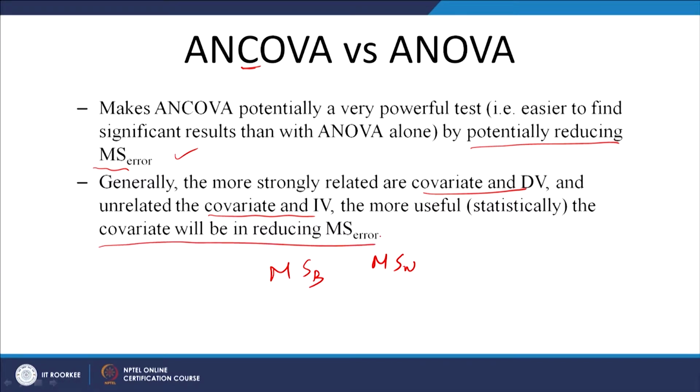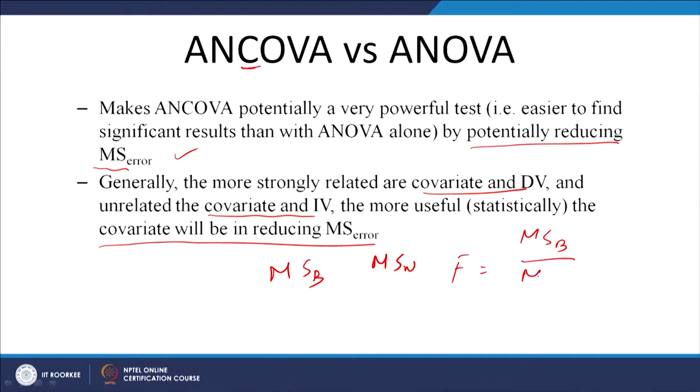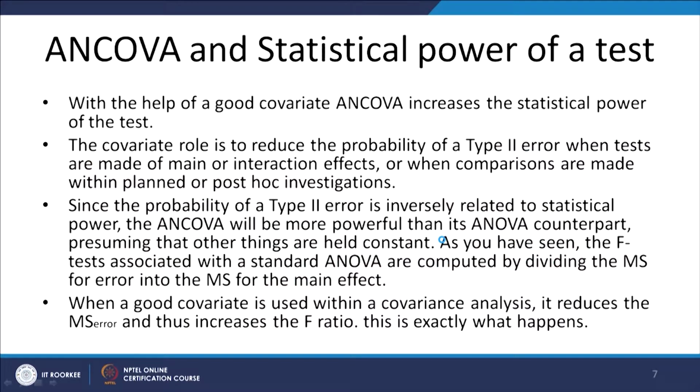So, that means, in simple terms, if you select your covariate in the right way, then the mean sum of square within, the error within the group, will reduce, and if that error reduces, what will happen? F ratio is nothing but mean sum of square between by mean sum of square within. So, if this is reducing, automatically my F value will go up, right, okay.